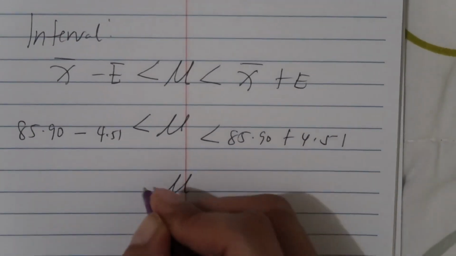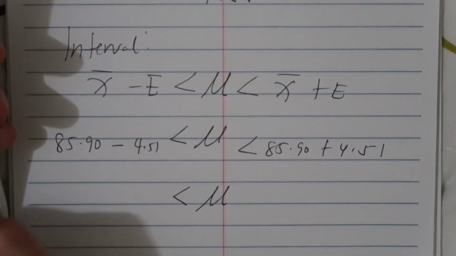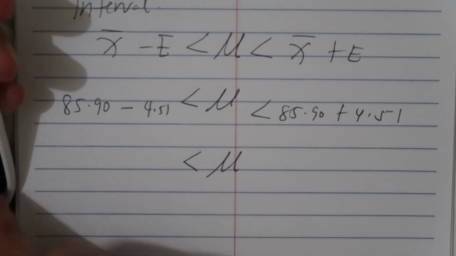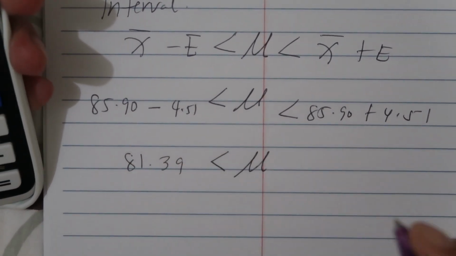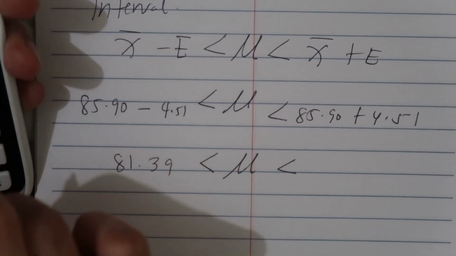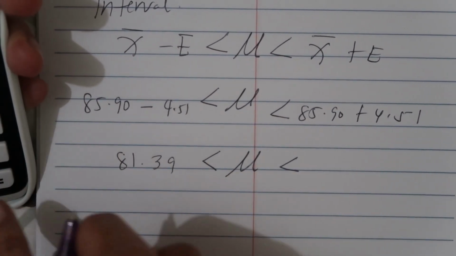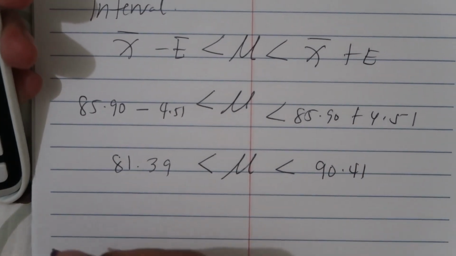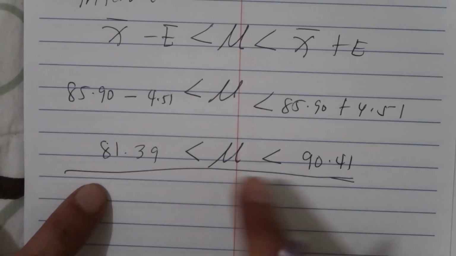So mu is greater than, get the calculator, 85.90 minus 4.51, that is 81.39, but less than 85.90 plus 4.51, that will be 90.41. So this is your interval. That is your confidence interval.